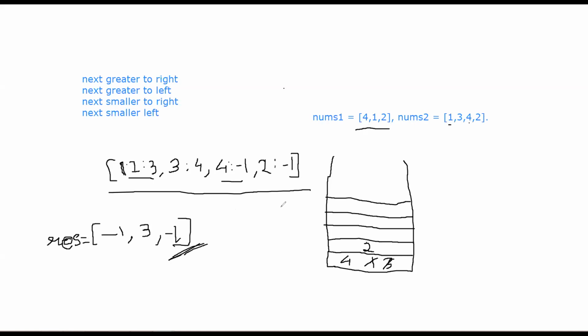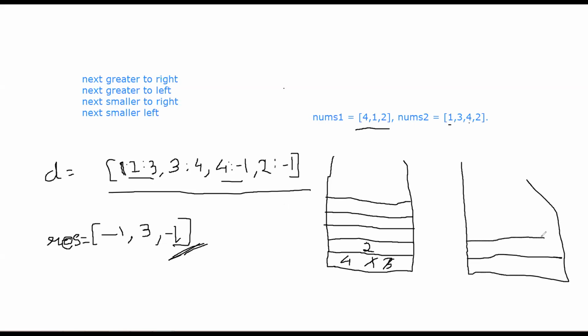Can you please repeat the first part? How did we get this dictionary? Yeah. Okay. What we did actually, we made a stack, and we iterated through the nums1 array. And we kept pushing in the elements until we got an element which is greater than the top of the stack.